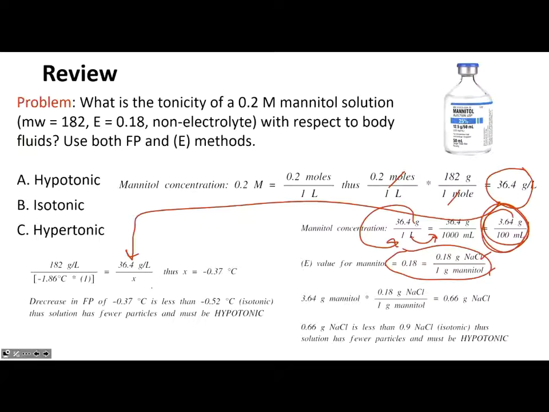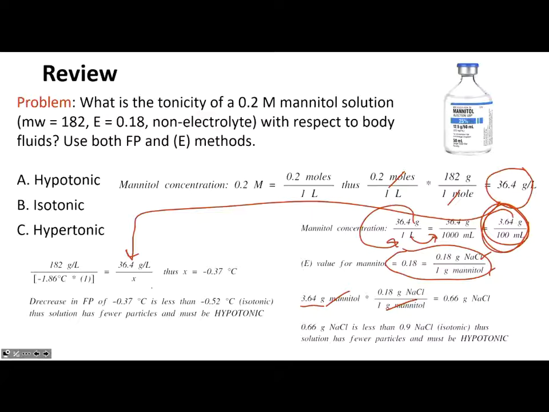Because essentially then all we need to do is take our amount, since we already have it per 100, and multiply it so my grams of mannitol cancel. So 3.64 times the E-value of 0.18 grams of sodium chloride per 1 gram of mannitol, mannitol cancels. Do you see where that's equivalent to 0.66 grams of sodium chloride? Are you okay with, if I start with 3.64 grams of mannitol, that's equivalent to 0.66 grams of sodium chloride because of the E-value? And I use the E-value so my units canceled correctly.